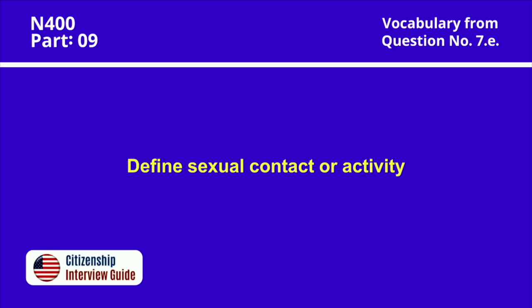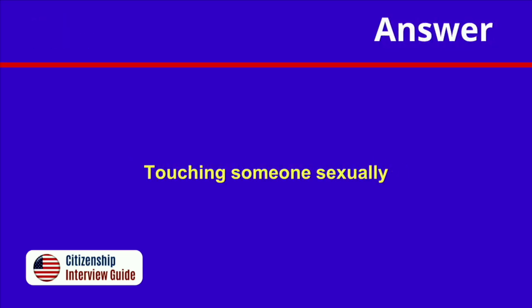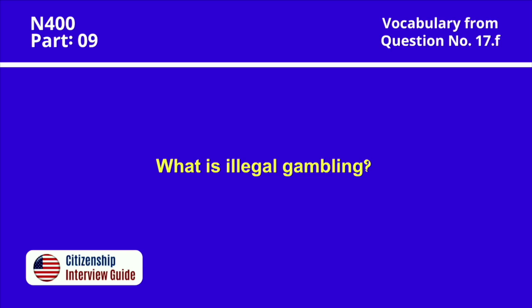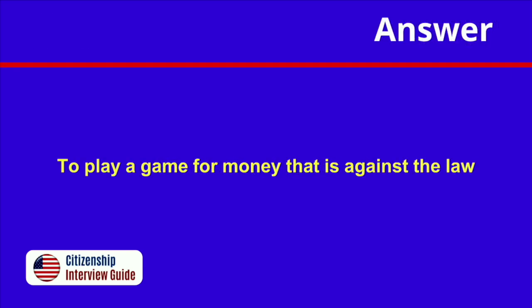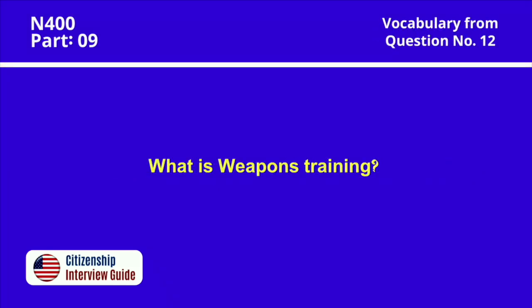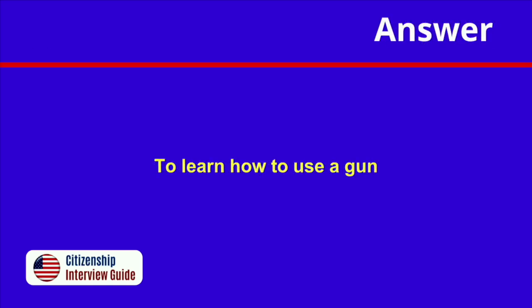Define sexual contact or activity. Touching someone sexually. What is illegal gambling? To play a game for money that is against the law. What is weapons training? To learn how to use a gun.